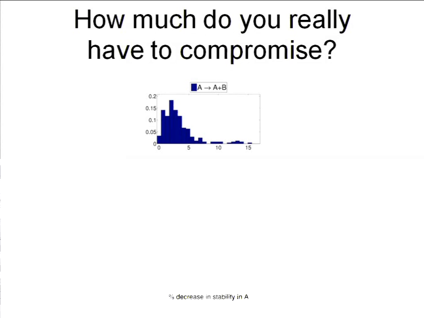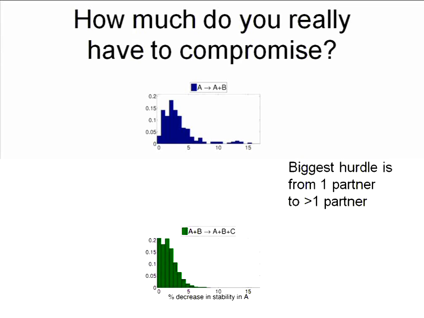constraints are integrated? What we see here is a histogram of decrease in stability in binding of partner A. You have a calmodulin interface that already binds partner A, to additionally bind a second partner, partner B. You see that there's a decrease in stability of up to 10 to 15%. On the other hand, once you already have a calmodulin interface that binds both A and B, two particular proteins, and you're required to bind the third protein, partner C, then the decrease in stability is much less. It's maybe up to 5% or much smaller usually.